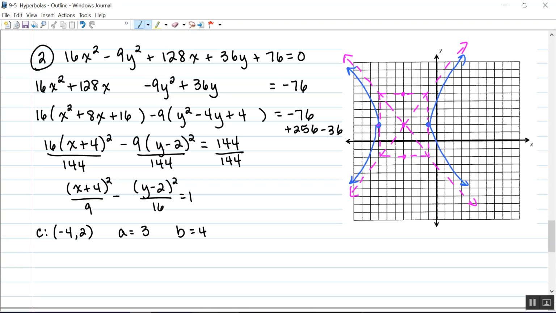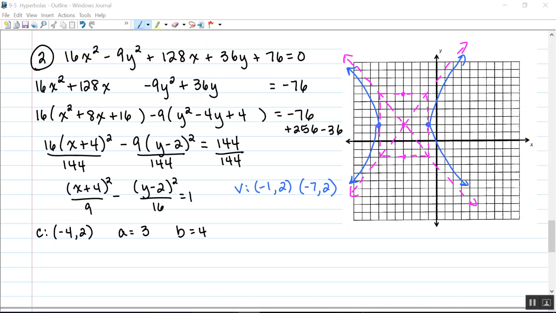So now I need to find some of the information. My vertices I can just read right off of the graph. Let's see, what is that? -7, 1, 2, 3, 4, 5, 6, 7. So the vertices are at (-1, 2) and (-7, 2).